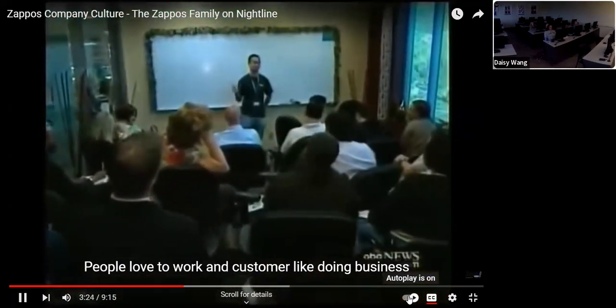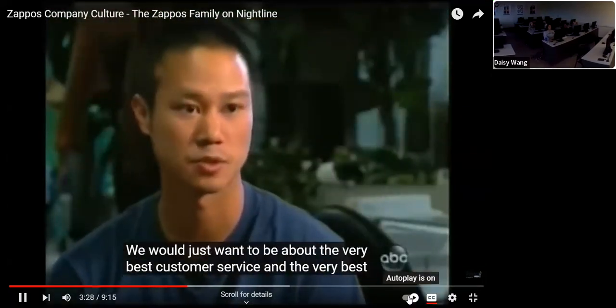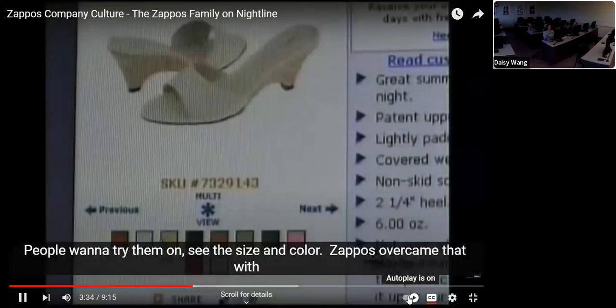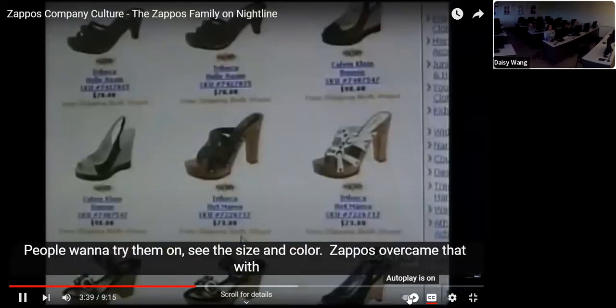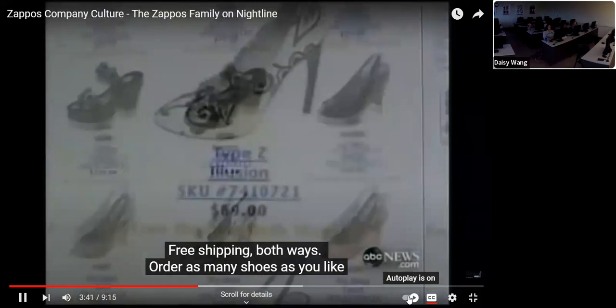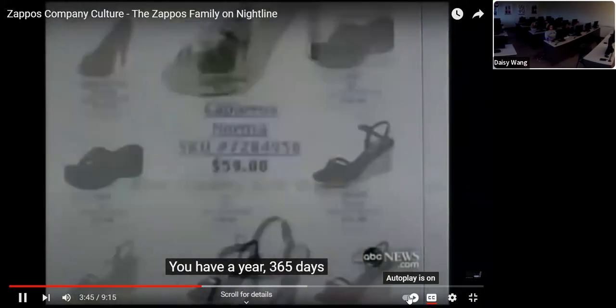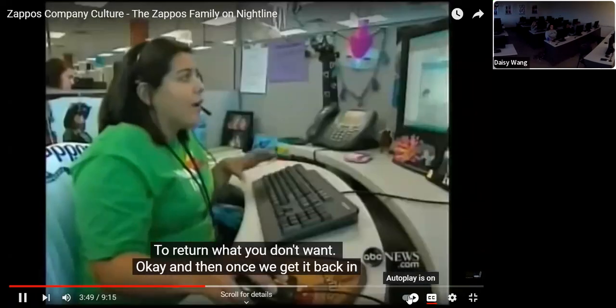Where people love to work and customers like doing business. We just want to be about the very best customer service and the very best customer experience. Selling shoes over the internet would seem difficult. People want to try them on, see the size and color. Zappos overcame that with free shipping, both ways. Order as many shoes as you want, with 365 days to return what you don't.